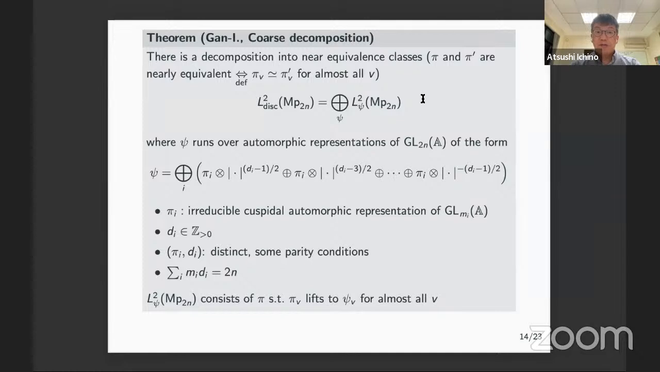And what is psi? Psi has two parameters, pi_i and d_i, where pi_i is a classical representation of the smaller groups, and d_i is just a positive integer. We take the sum of pi_i with some twist, and we require some conditions on pi_i and d_i. I mean, they are distinct, and they must satisfy some parity conditions and some size conditions. Then we take the sum, and the sum makes sense in the space of automorphic representations if we use the Eisenstein series. Okay, so this is the coarse, first result.